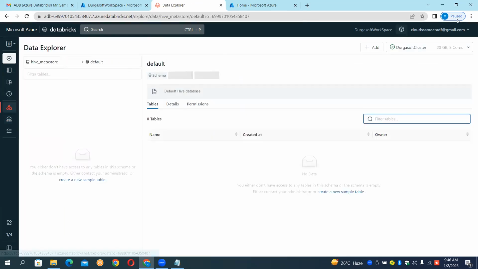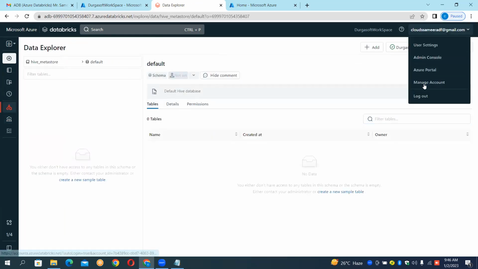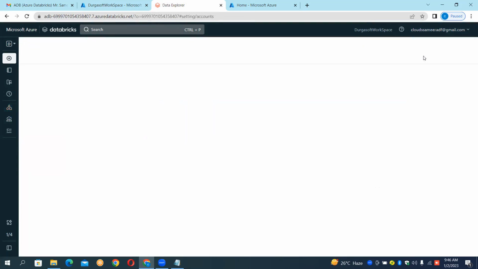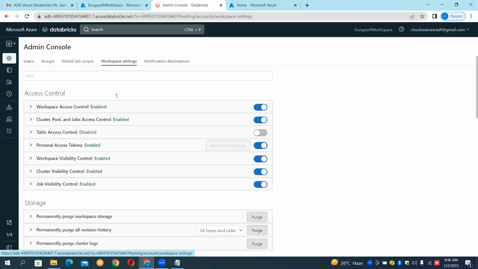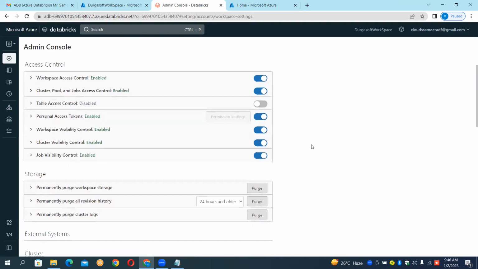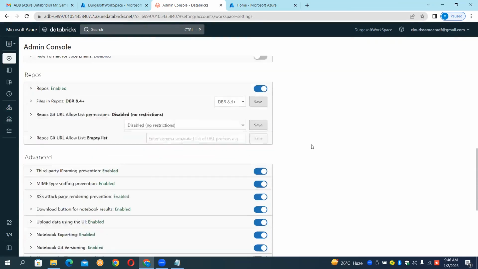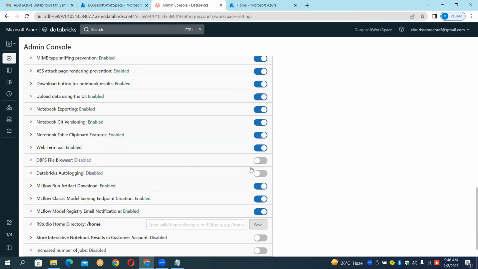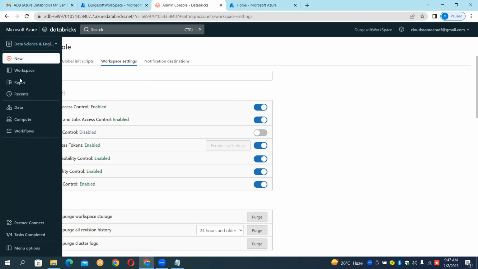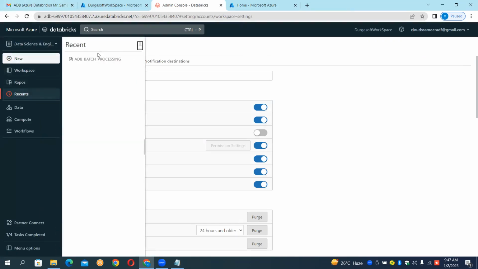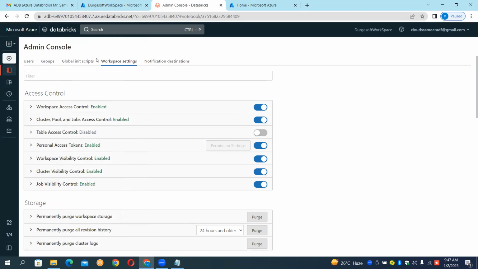Just a minute, I'm going to the console, guys. I'm managing the console. Go to the admin console, and now use the workspace settings. All of you use the workspace settings and allow this. Can you see here? Disabled is there now, so I'm enabling it and refreshing it once. Recents, you have ADB batch processing.